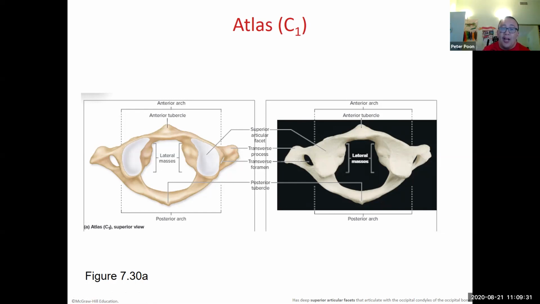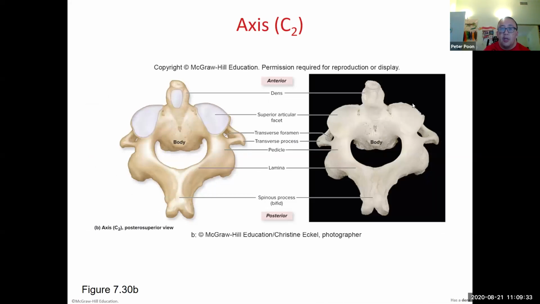It has become attached to C2. That is the dens right there. See how it looks like a little tooth? The other term for dens is odontoid process. That's the same word we get orthodontists from. Or dens, tooth, from which we get dentist. This used to be the body of C1. It's got attached to C2.